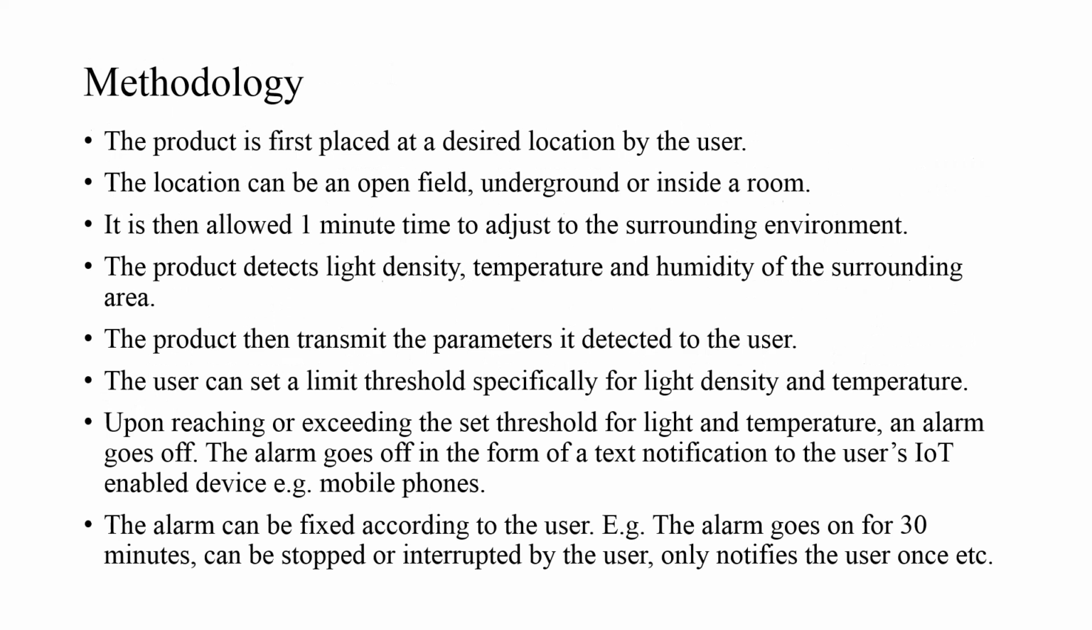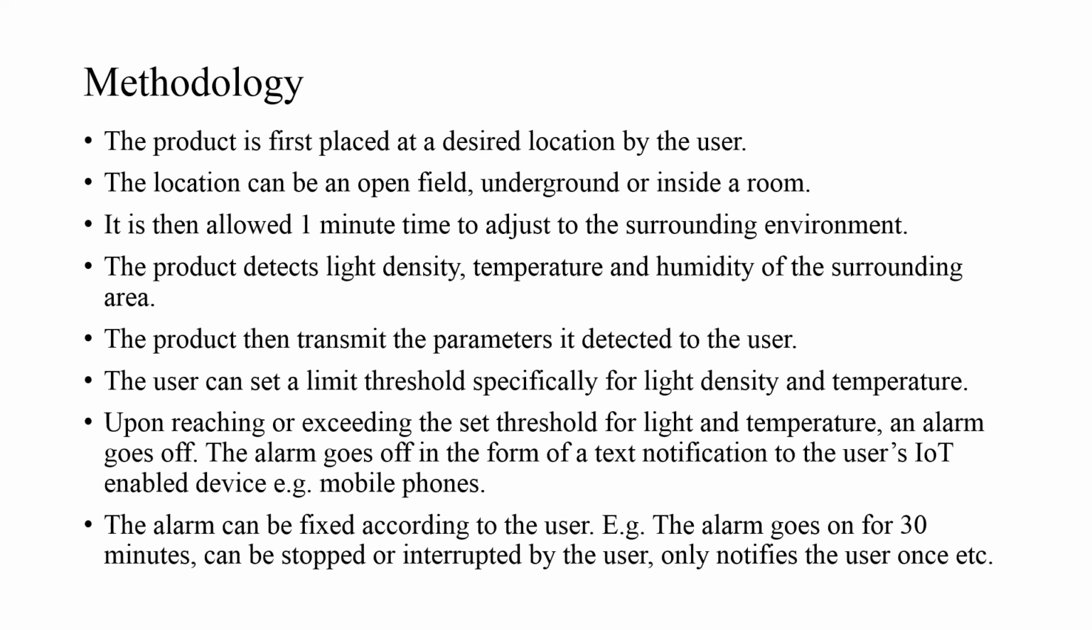Methodology. The product is first placed at a desired location by the user. The location can be an open field, underground, or inside a room. It is then allowed 1 minute to adjust to the surrounding environment. The product detects light density, temperature, and humidity of the surrounding area. The product then transmits the parameters it detected to the user.